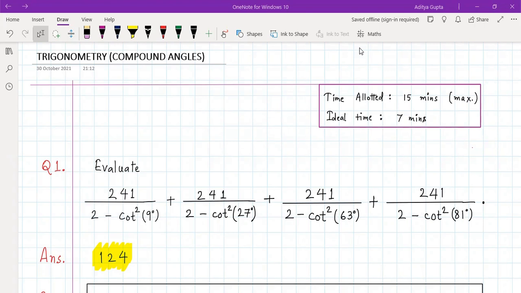And after a genuine attempt, if you're not able to do it, then return back to the video to have a look at the solution. So I hope you all have returned and have tried the question. So let us have a look at the solution itself as to how this question can be solved.